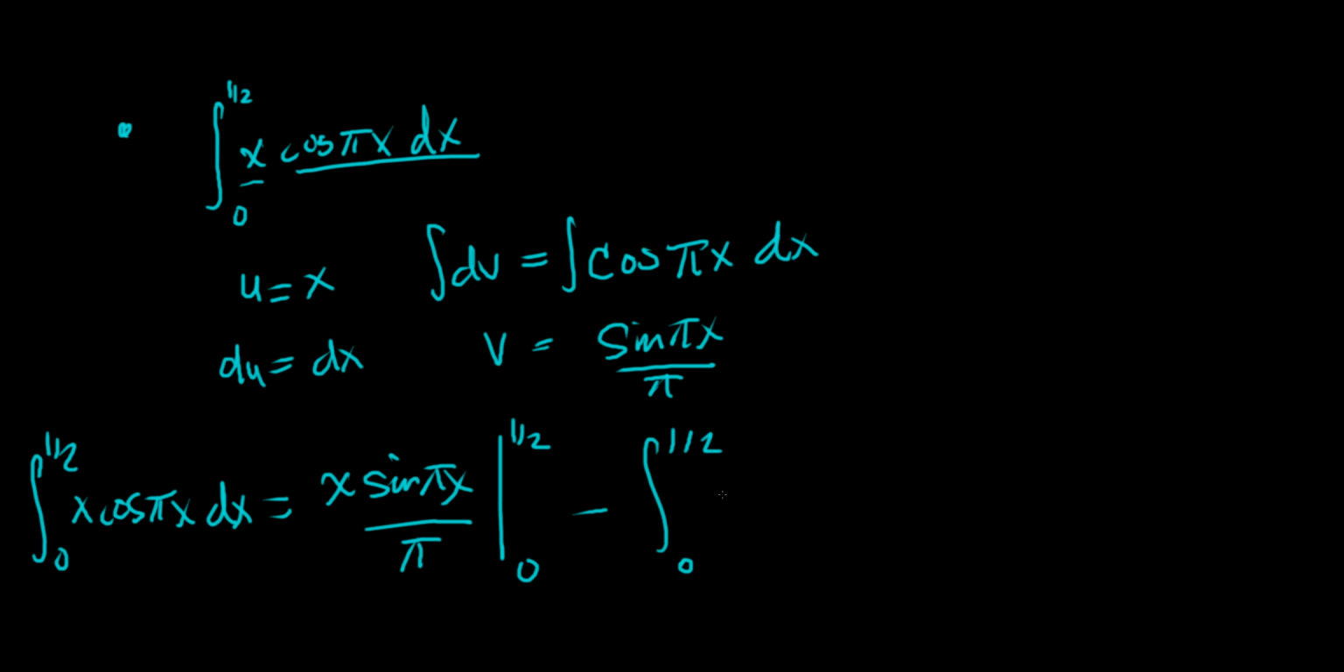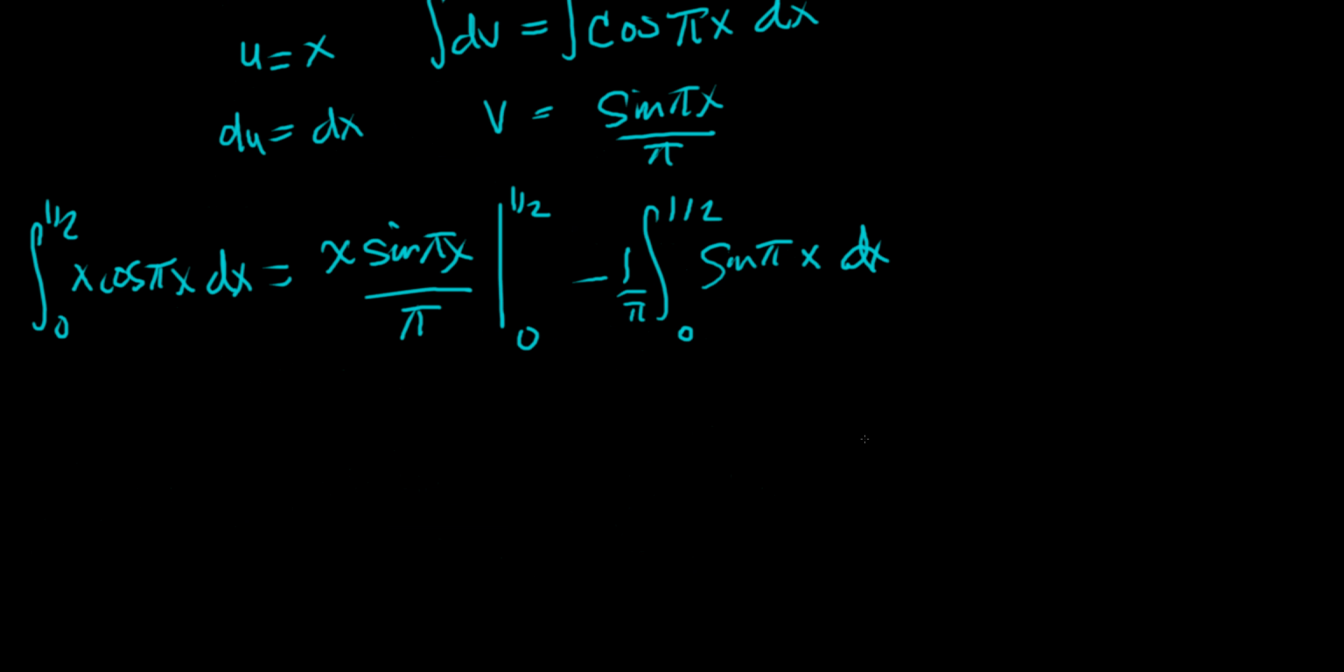So I need, in my integral, v du. Well, here v is sine of pi x over pi. I'm bringing that 1 over pi out front. And then we have sine of pi x times our du. Well, du is just simply dx.